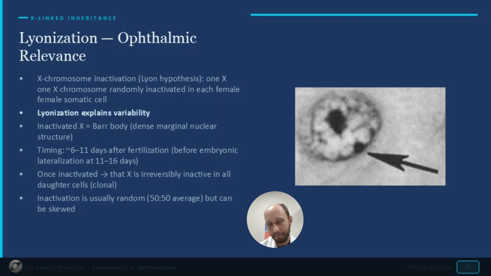So, as we can tell, the cells have had quite a few minutes and hours to replicate. So, this happens in multiple cells. That's how females become mosaics.